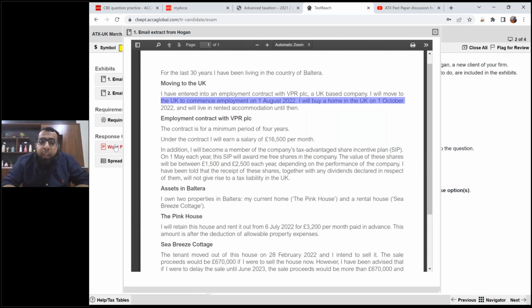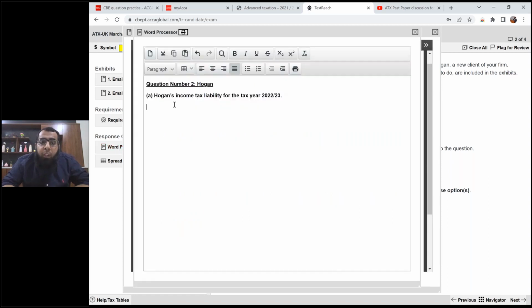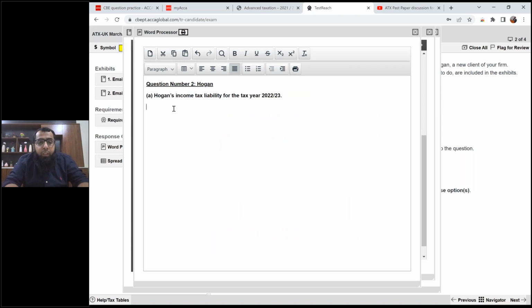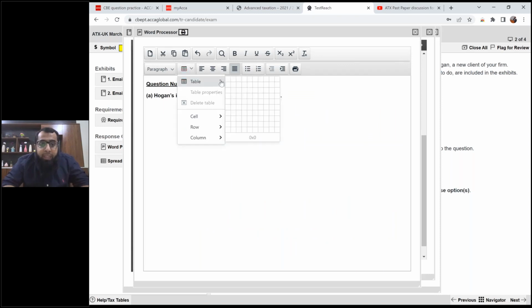Listen to me while I draft the answer. First of all, we have to calculate his income tax liability. Calculate Hogan's income tax liability for the tax year. I want you all to concentrate on it. I will add a table here.